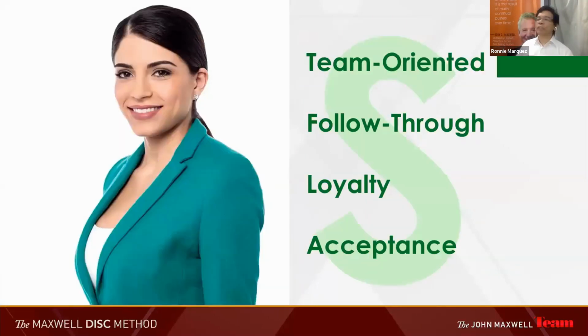S, this is my personality type, S. And this is 69% of the population. Why? Because these are team-oriented. They follow through, they are loyal, very accepting, and very inclusive. I'm boasting because I am an S. But there are challenges to the S. You know what? 69%, which means most of your employees are S.